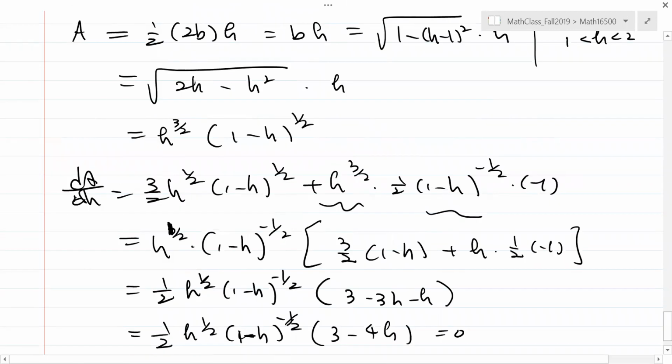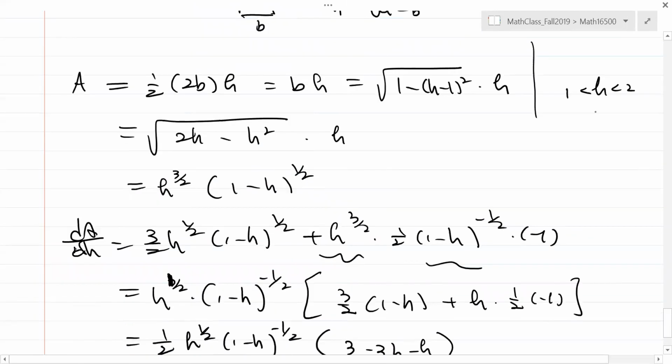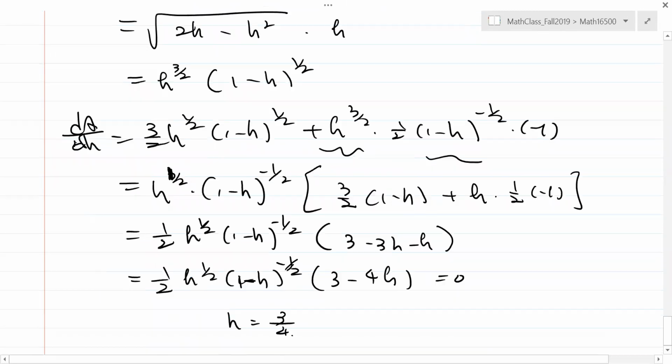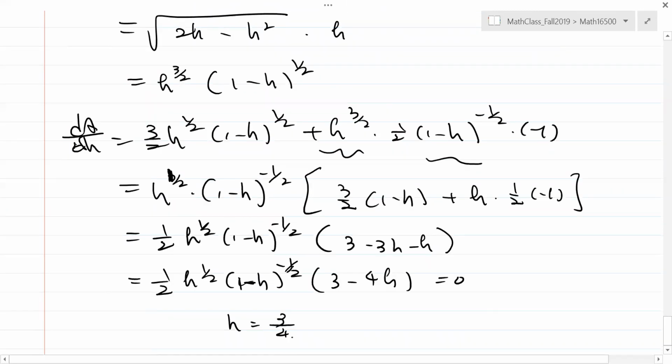Let me double check my computation. I'm not sure it's correct or not. So this is between 1 and 2, okay? And find the derivative, am I right? Because I do not get the critical numbers, okay? So let me double check why I don't have critical numbers. So I have a negative 1 here.